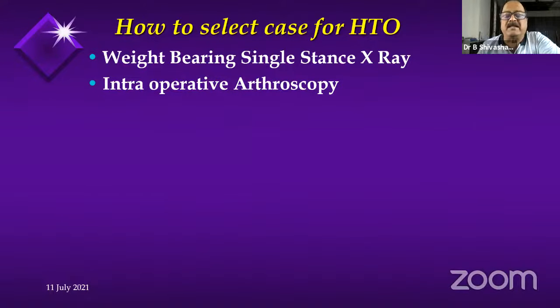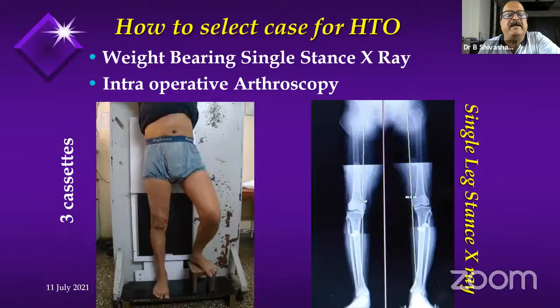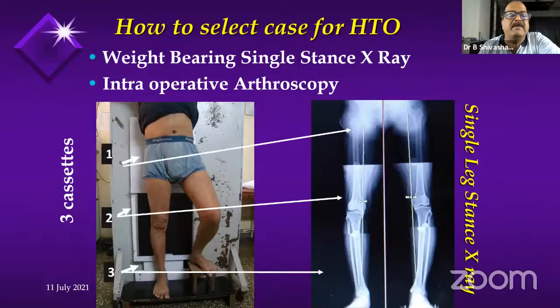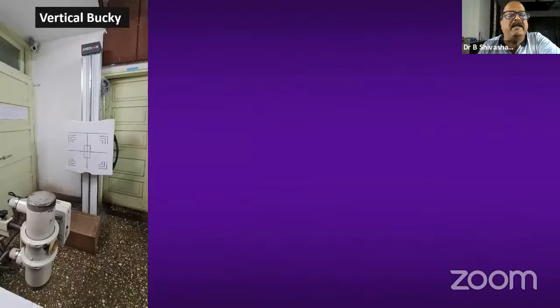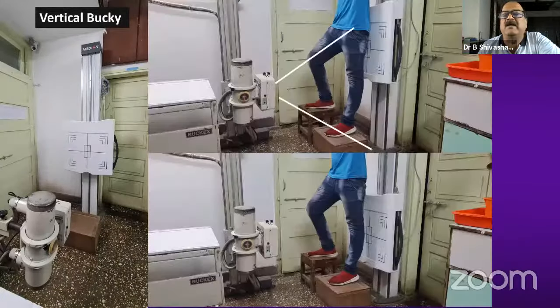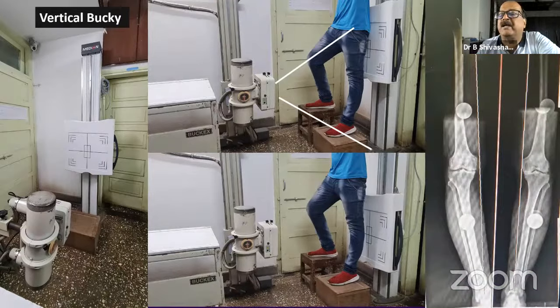How to select the case? We have to take the single leg weight bearing x-rays. Earlier, I used to use 3 cassettes overlapping, and I had to stitch, spending a lot of time. But with the availability of digital X-ray and vertical bucky, in quick succession we take hip, knee, and ankle X-ray without the patient moving, and the machine or the computer stitches the X-ray for you. I don't like the grid or the lines on the X-ray. That's why I usually put a coin and I take an X-ray like this.